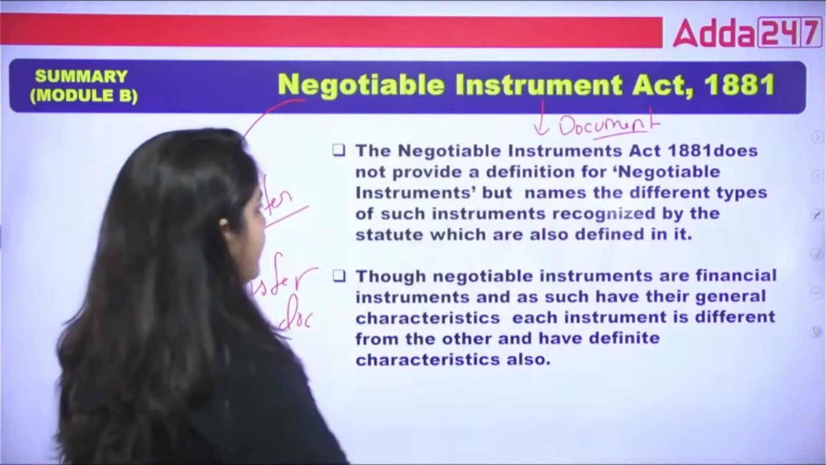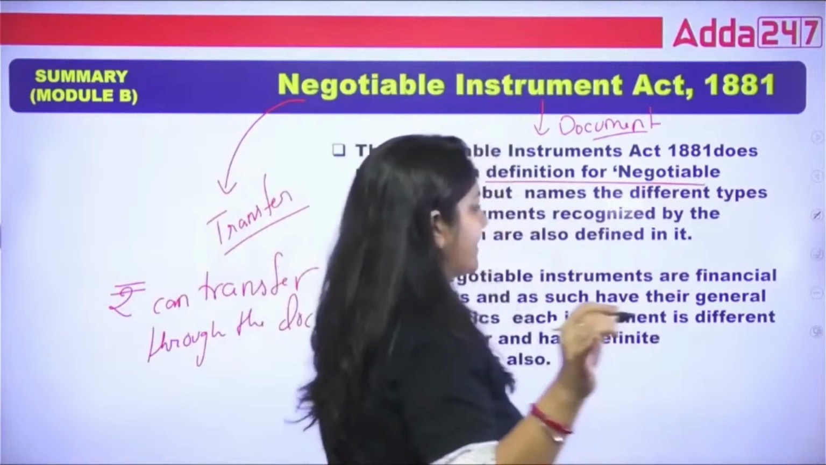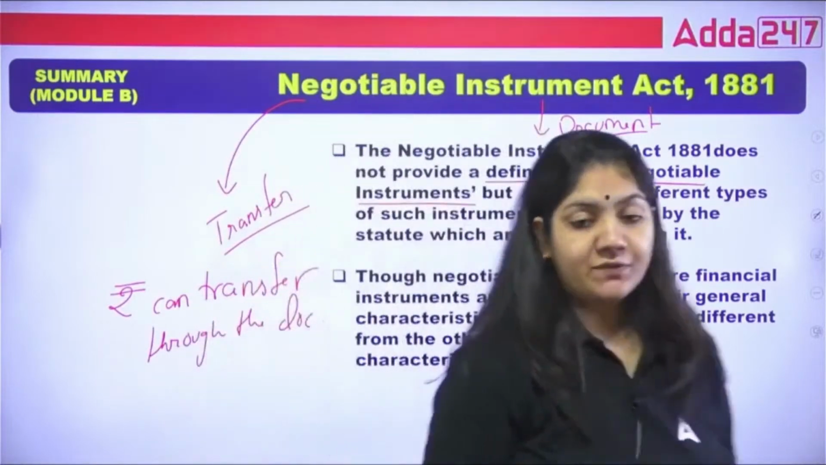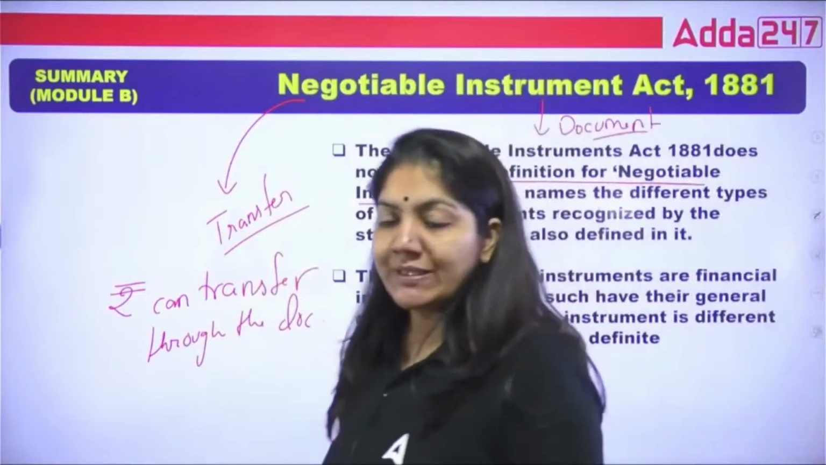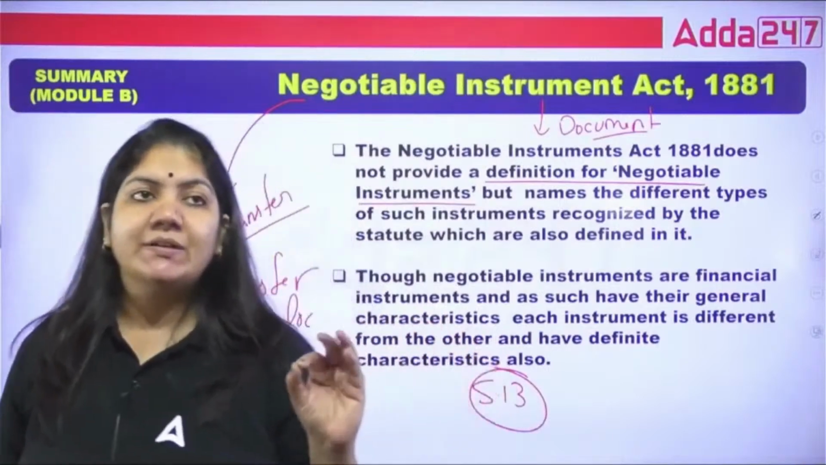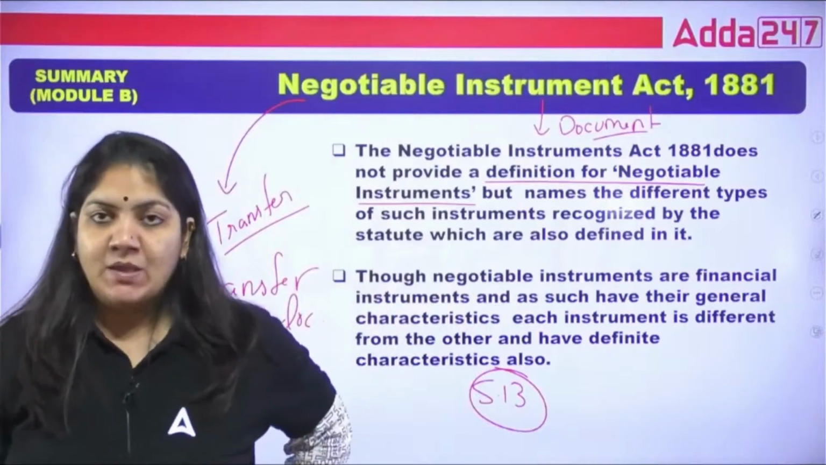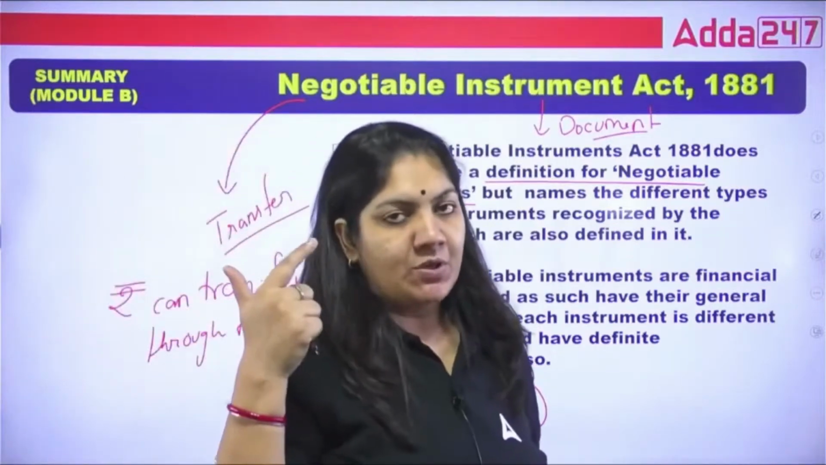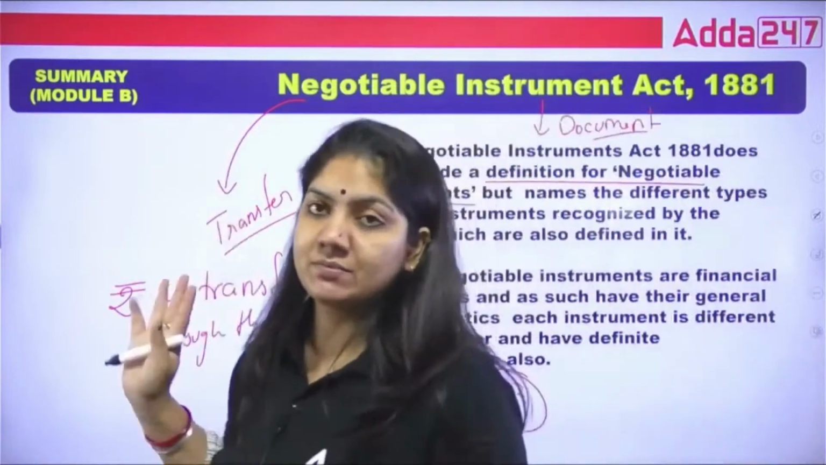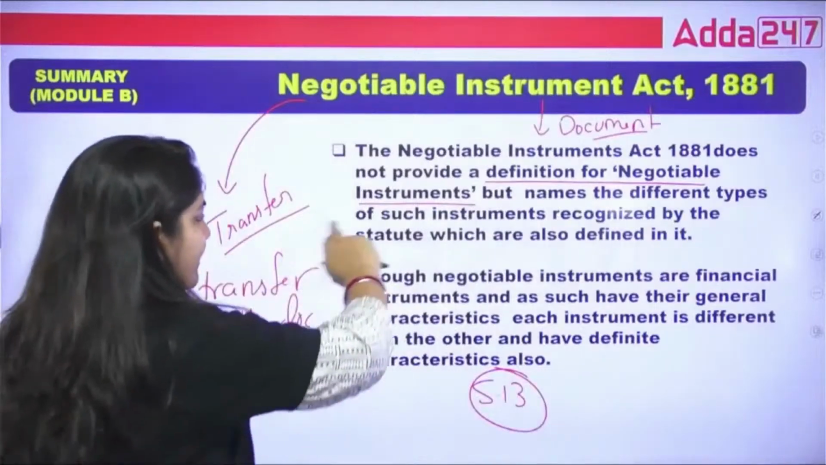This act does not provide the exact definition of negotiable instrument. See class, if you go through section 13 of the Negotiable Instrument Act, the exact definition of negotiable is not given. Section 13 talks about what is included in the Negotiable Instrument Act: bill of exchange, promissory note and check. These three are the words included in the Negotiable Instrument Act, okay? So this is very important.